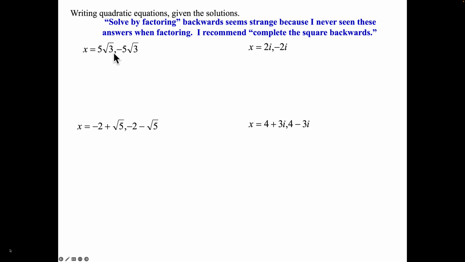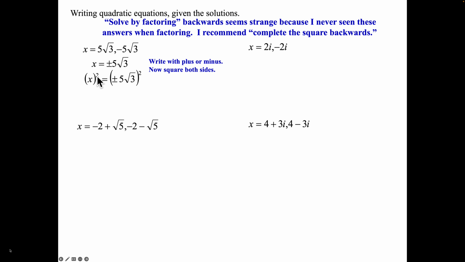So instead of writing these as 2 separate x equals, we're going to write it as 1 plus or minus. Now, the goal here is to get rid of the square root symbol. So in order to get rid of the square root symbol, since this plus or minus 5 square root of 3 is its own term right here, you're going to square both sides.